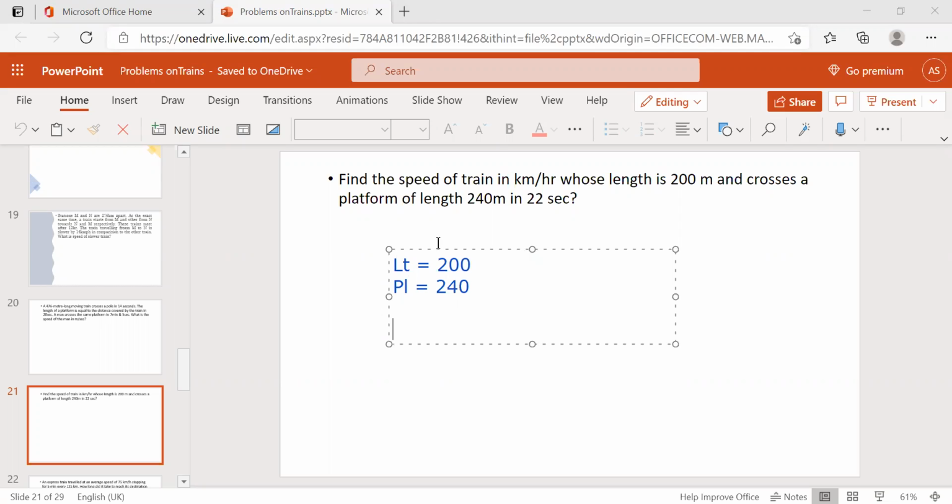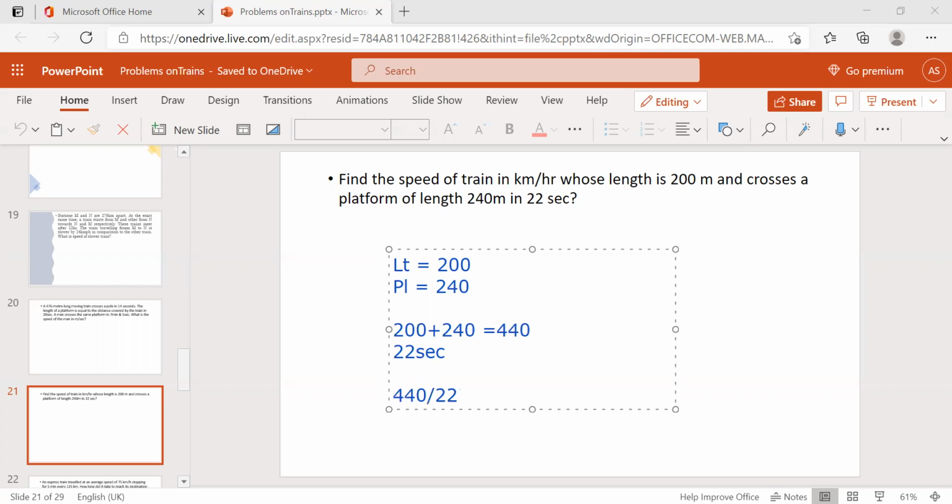That means what's the distance traveled by the train? It's nothing but platform length plus train length. So 200 plus 240, so the distance is 440. And we know the time: 22 seconds. Then they're asking to find the speed of the train. So what's the speed? 440 distance by 22. Cancelling, 22 times 20 is 440, so it's 20 meters per second.